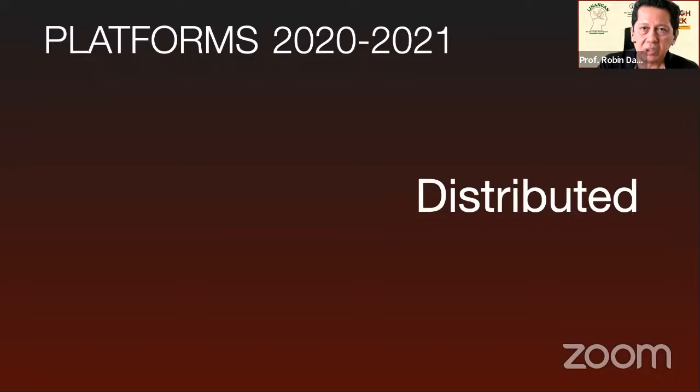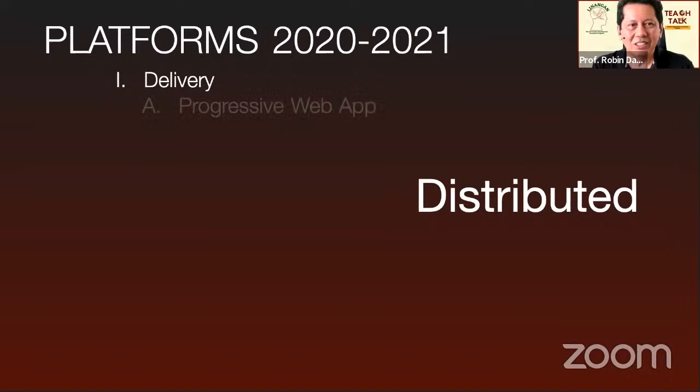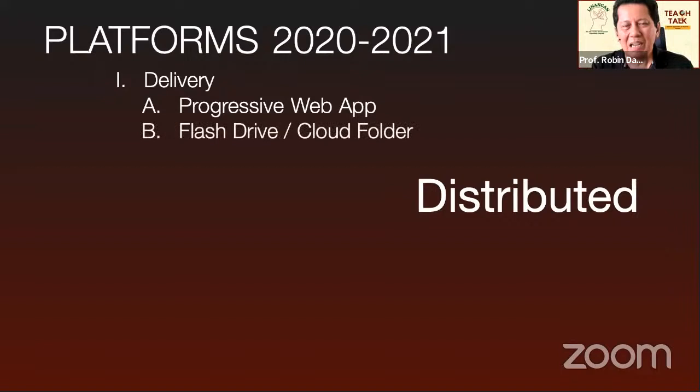So what I did was I opted for a distributed system. I used all the available platforms that I could get my hands on, which included, I made my own progressive web app. I made a flash drive version that I could send out to them, or a cloud folder that they could retrieve. And I made a paper version because I had two students who did not have internet access at all. So I had to send out paper.